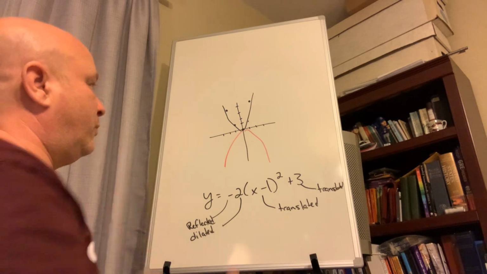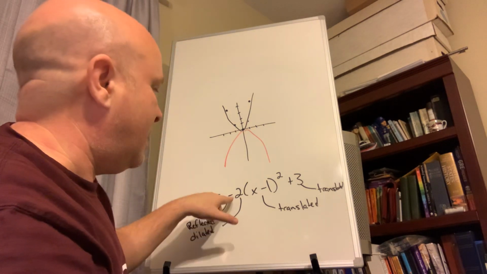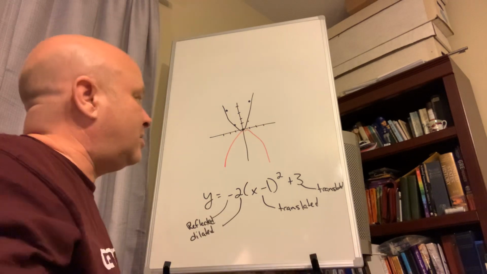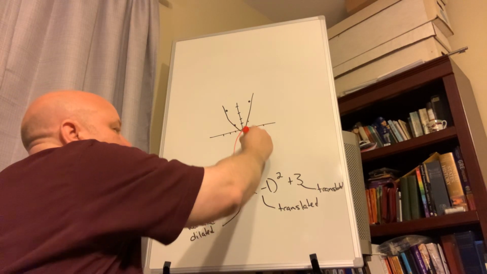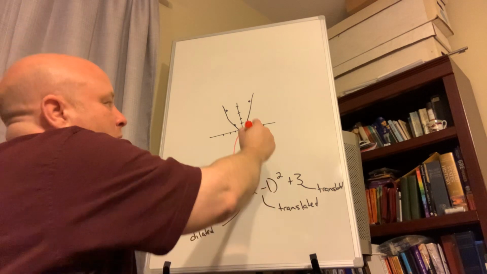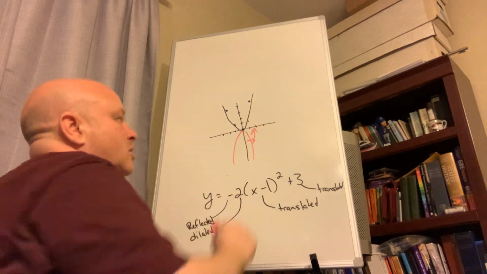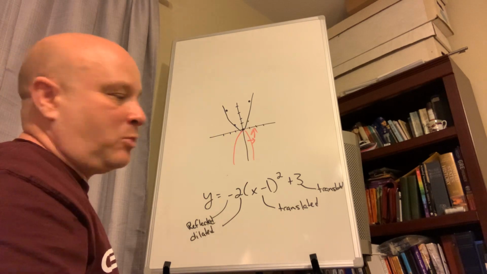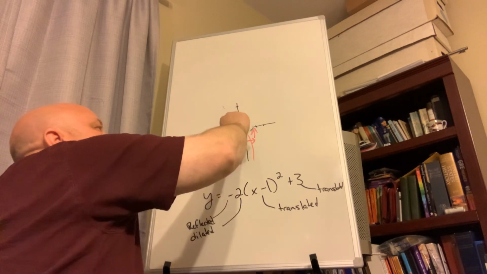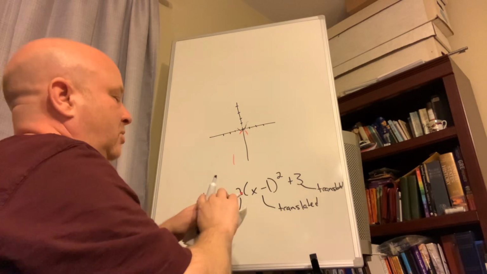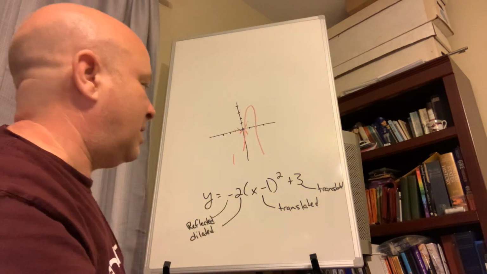Okay? So for perspective, this negative turns him upside down. Let's just think about this. The negative turns him upside down. The 2 makes him skinnier, not fatter, skinnier. Okay? The -1 moves him this direction, and the +3 moves him this direction. So we should have a parabola that, when we've fully and completely graphed it, will be skinny, will have moved to the right and moved up. That's everything all in one.